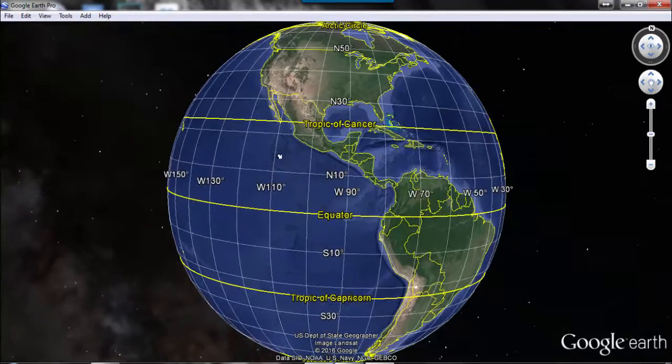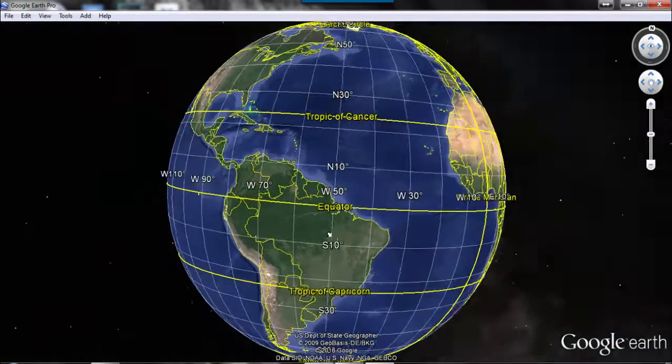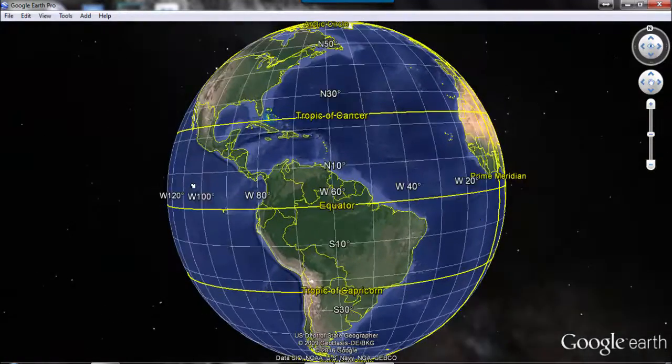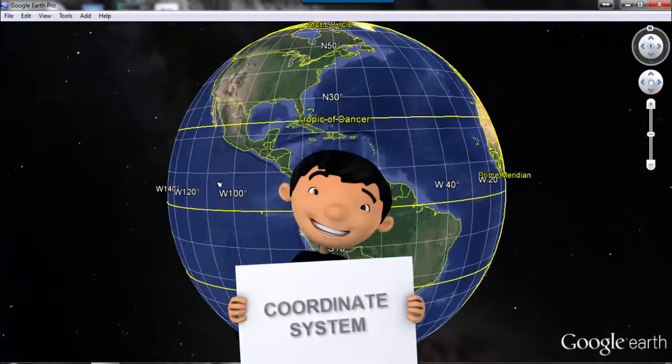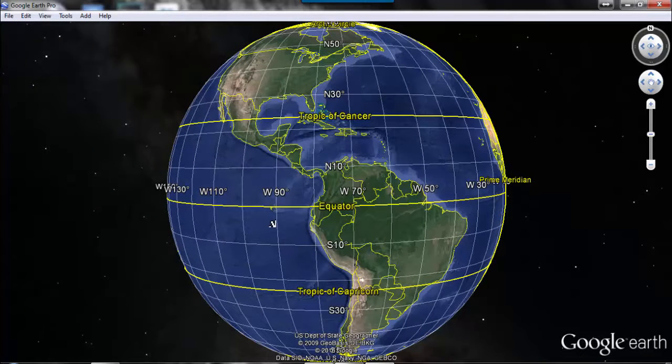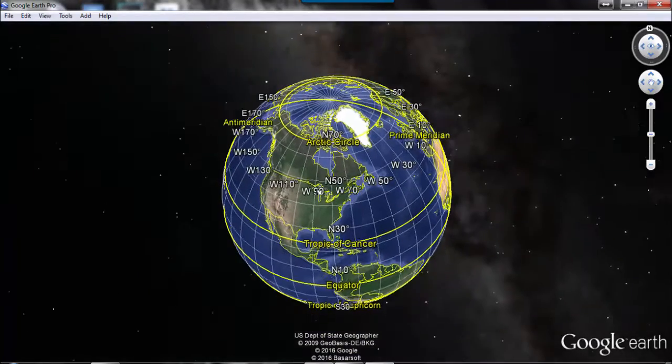These are imaginary lines created by man in order to be able to organize every place on Earth and give it a specific location according to a system called the coordinate system. Wow! This system is made up of many vertical and horizontal lines, and each line corresponds to a different number.